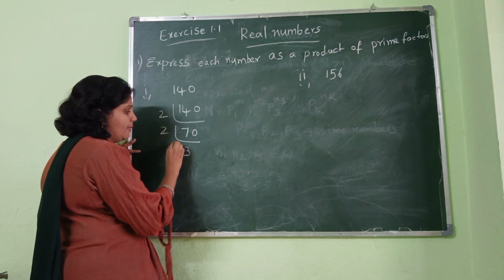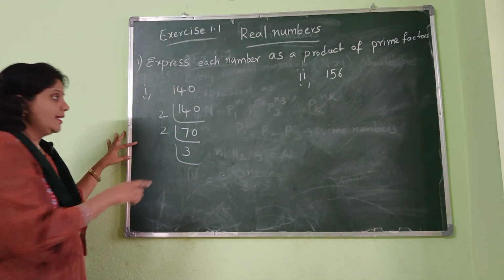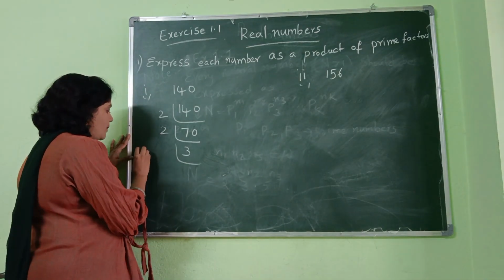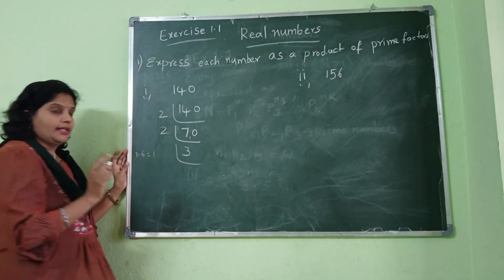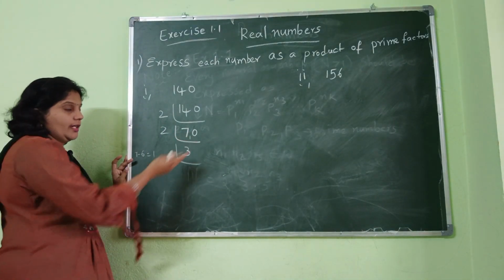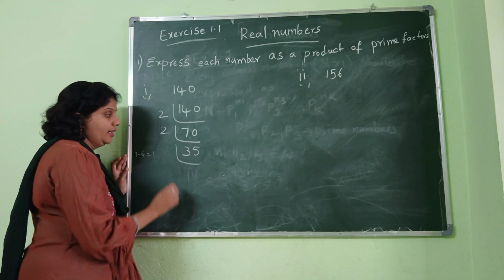2 threes are 6. But here what is there? 7. So 7 minus 6, how much? 7 minus 6 is 1. So write 1 down, small. So 1 0, it will become 10. In the 2 table, 10 comes when it is 5. 2 fives are 10.